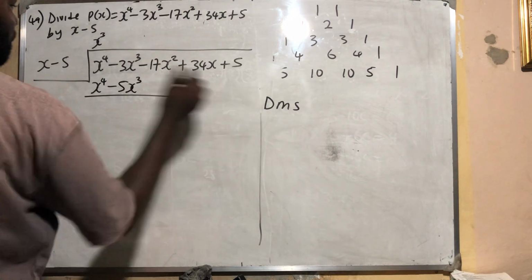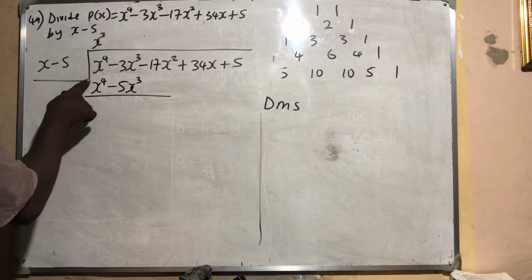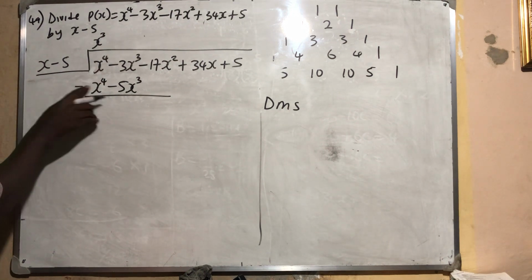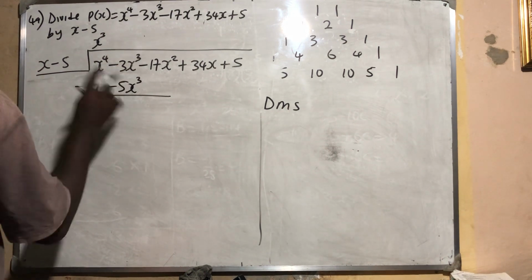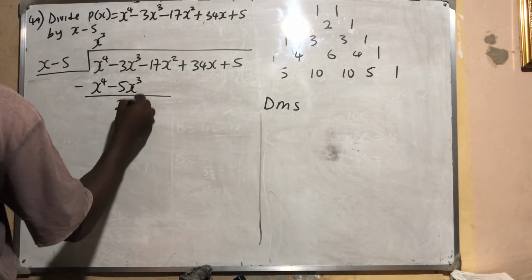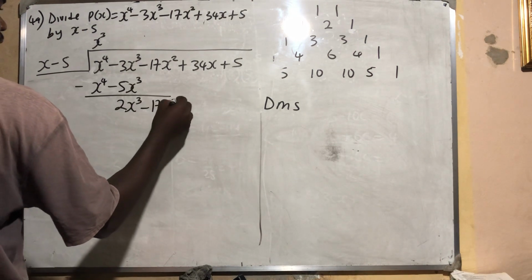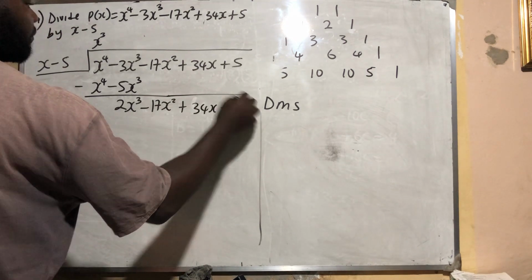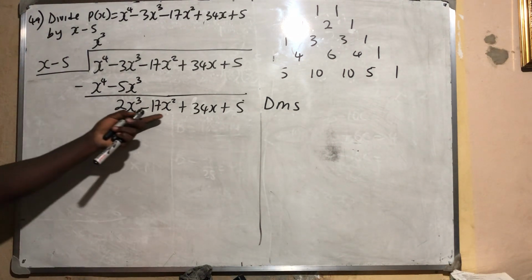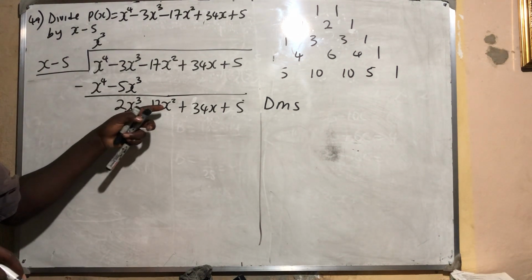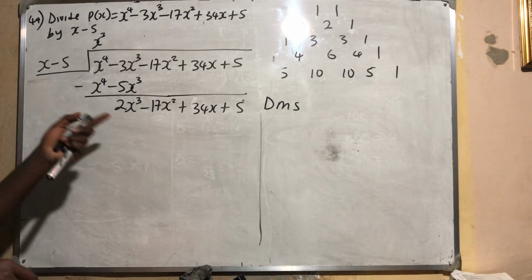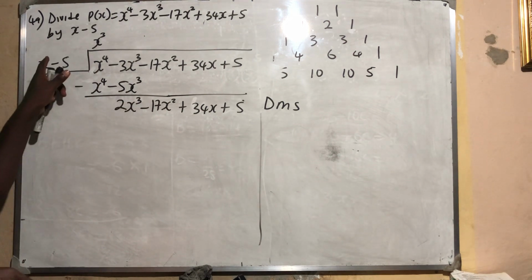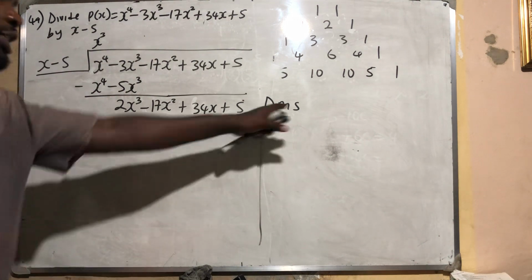After that, we go to the next one, subtraction. This minus this is gone. Please, this minus will always affect the people down, please. So minus here is plus. So minus 3 plus 5 will give you what? Plus 2x raised to power 3. Bring down the rest. Minus 17x squared plus 34x plus 5. All right? Now, the answer gotten after subtraction is called the remainder. This is my remainder. But I am not going to stop until my remainder is less than this man. The highest power here is 3. And the highest power here is 1. It's still greater. So I will still continue the DMS again.